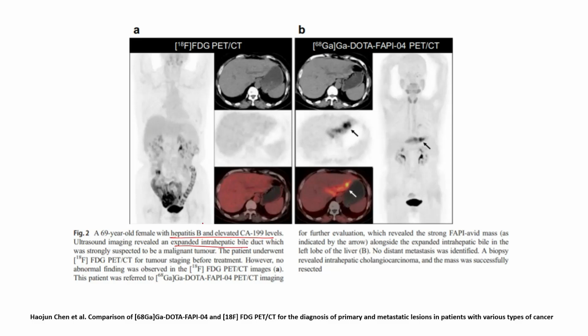But when the patient went for FDG PET CT scan, we could not see any uptake in this region. But gallium DOTA FAPI-4 has shown uptake alongside the expanded intrahepatic bile duct, and that's the primary site of the malignancy. A biopsy revealed this intrahepatic cholangiocarcinoma, and the mass was successfully dissected.